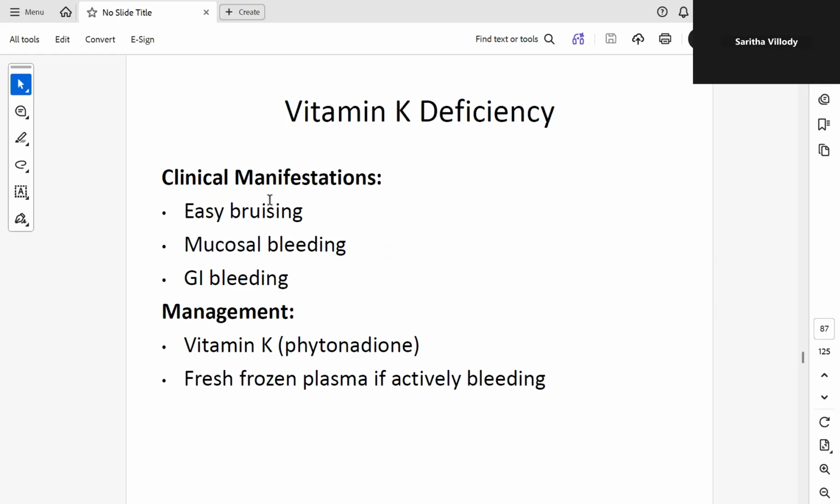Clinical manifestation, again, you will see all kinds of bleeding. Management is administering vitamin K and fresh frozen plasma. Remember I said fresh frozen plasma is given when there are multiple deficiencies of clotting factors.